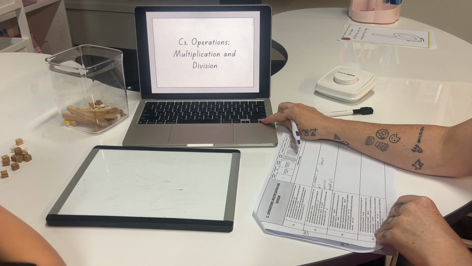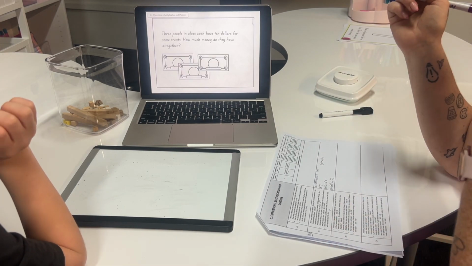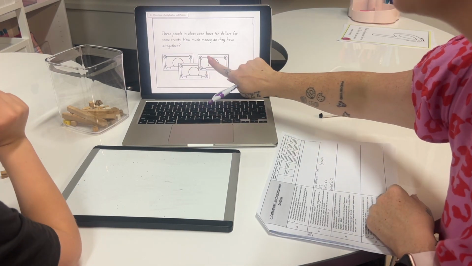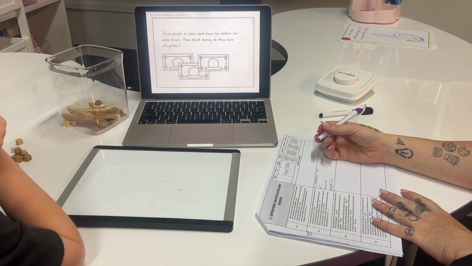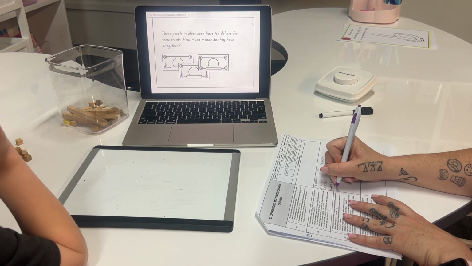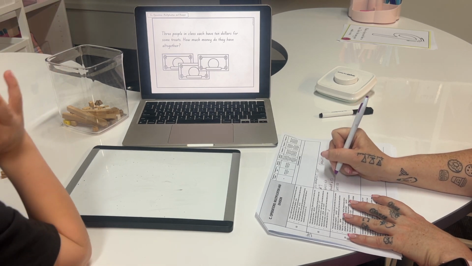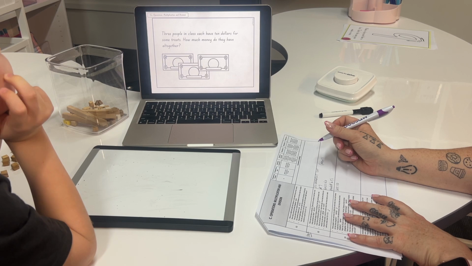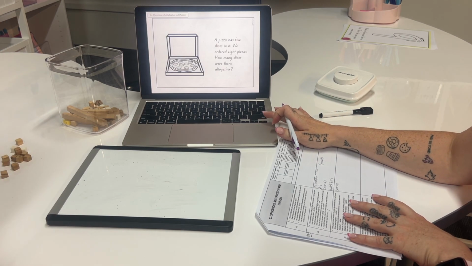Right, we're up to the next lot of questions. Okay, 3 people in class each have $10 for some treats. How much money do they have altogether? 30. How did you know that so very fast? Because we did 10 equals 30. Yes. I was like, what?